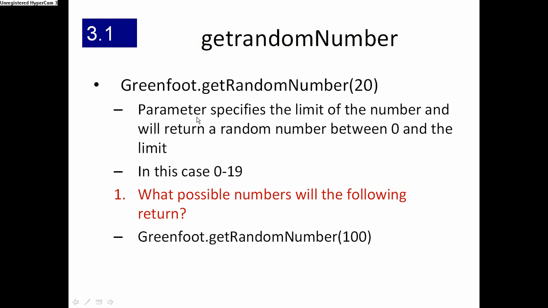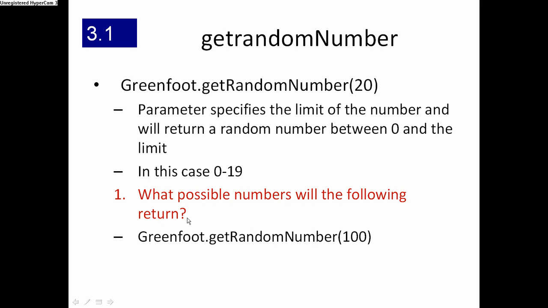So when you do this, the parameter, that's the 20, specifies the limit of the number, and will return a random number between 0 and the limit. Okay, so in this case, it will never get to 20, but it'll get right up to 20. So it's going to return a 0, could possibly return a 1, 2, 3, 4, 5, 6, 7, 8, all the way up to 19. So this is going to return a random number between 0 and 19.